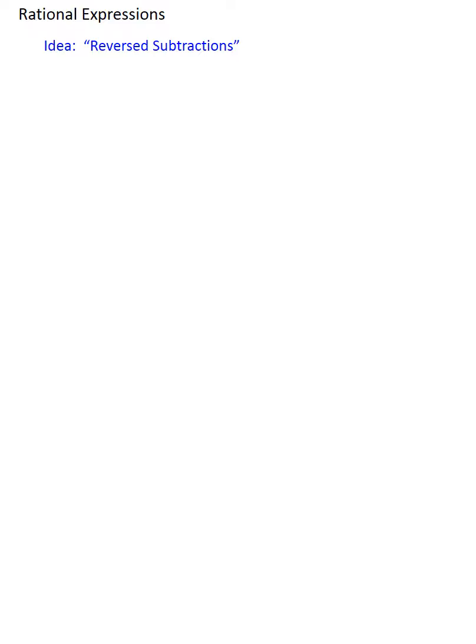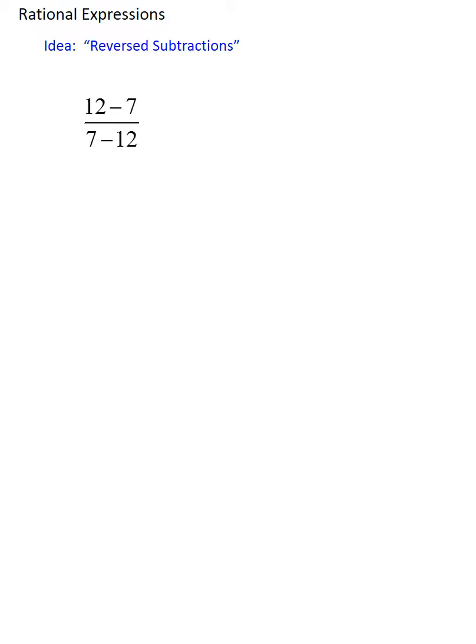Now, before we can get back to the business of looking at our final example, I need to stop here and develop another idea. The idea of reversed subtractions. I'll tell you what I mean. Here's 2 subtraction problems that are reversed in the sense that the numbers are in the opposite order. Obviously, 12 minus 7 is 5, and 7 minus 12 is negative 5. So when we talk about reverse subtractions, that's what we mean.